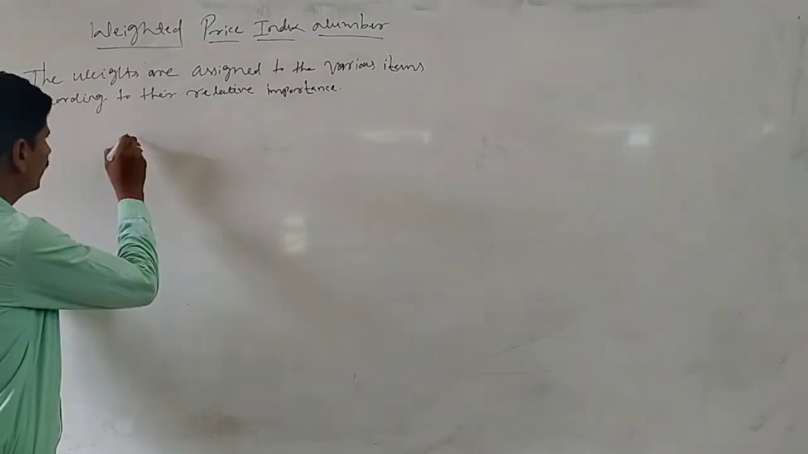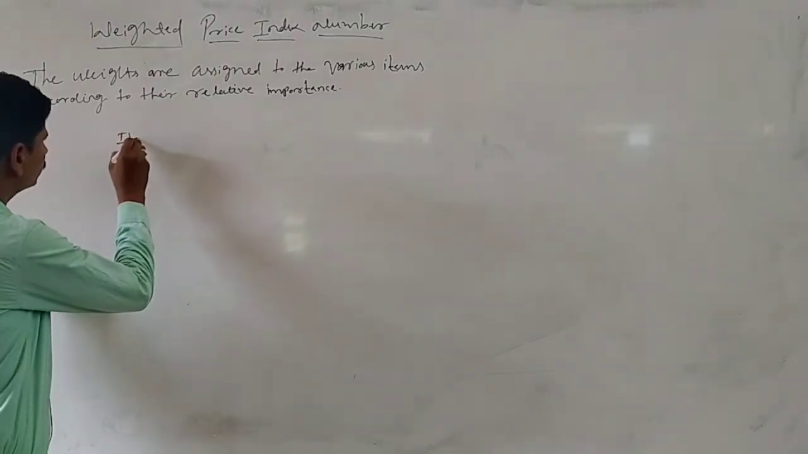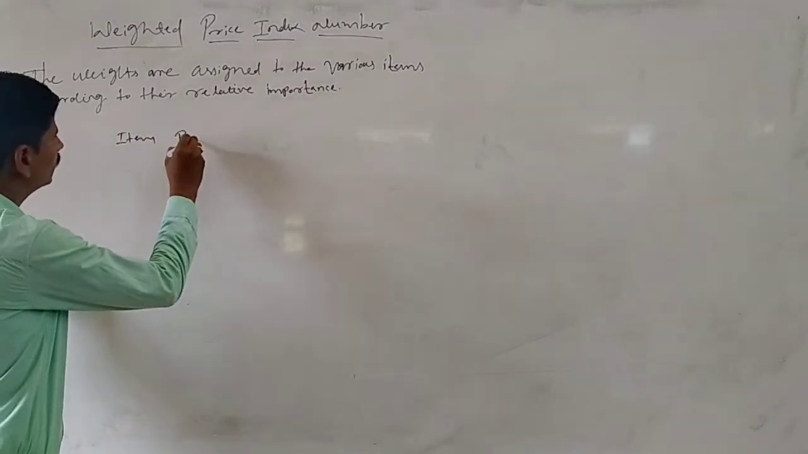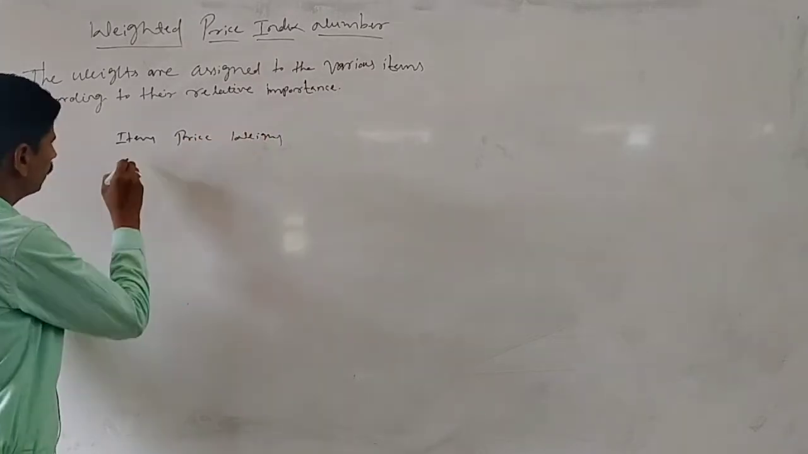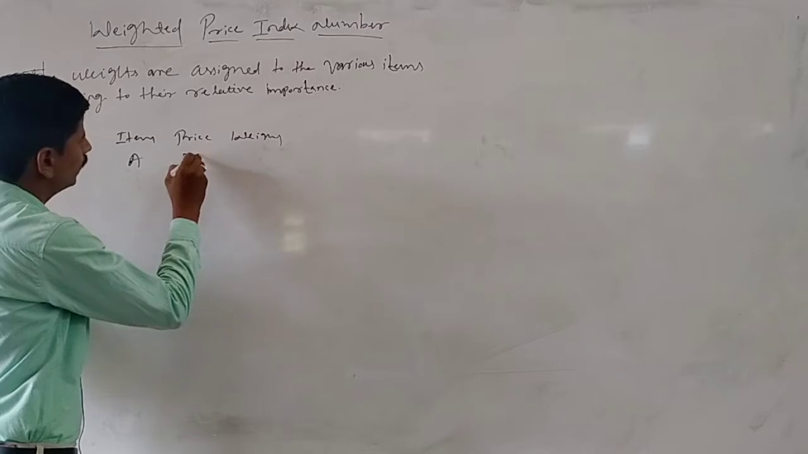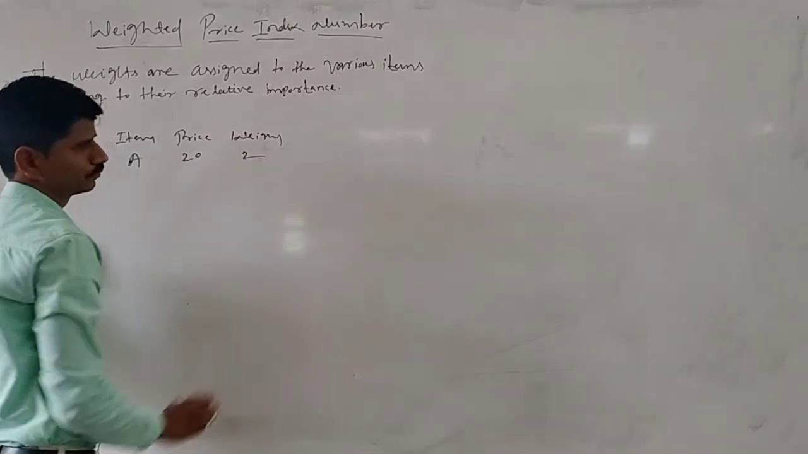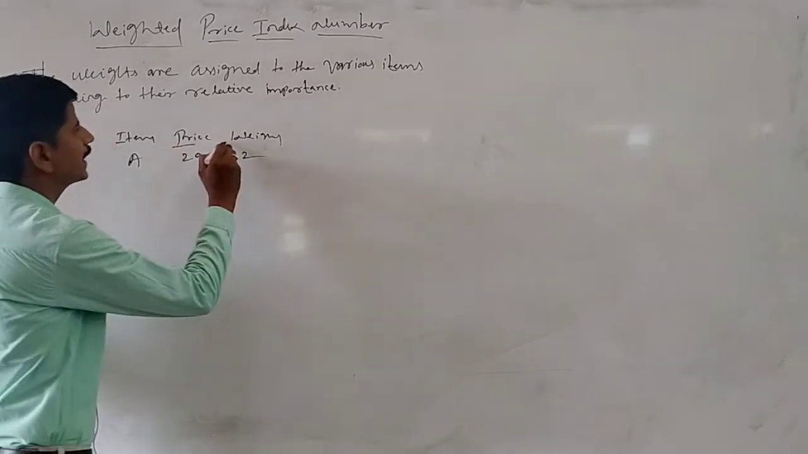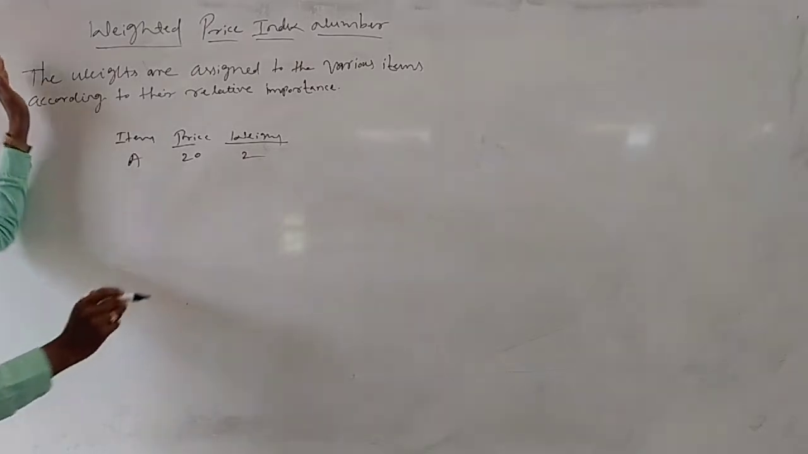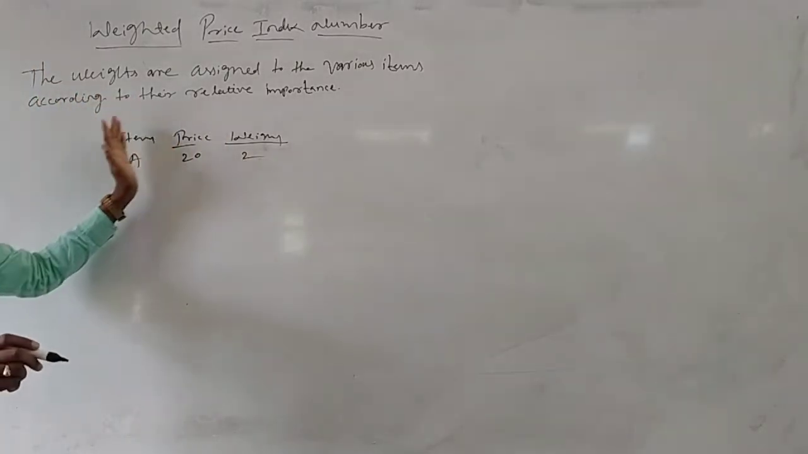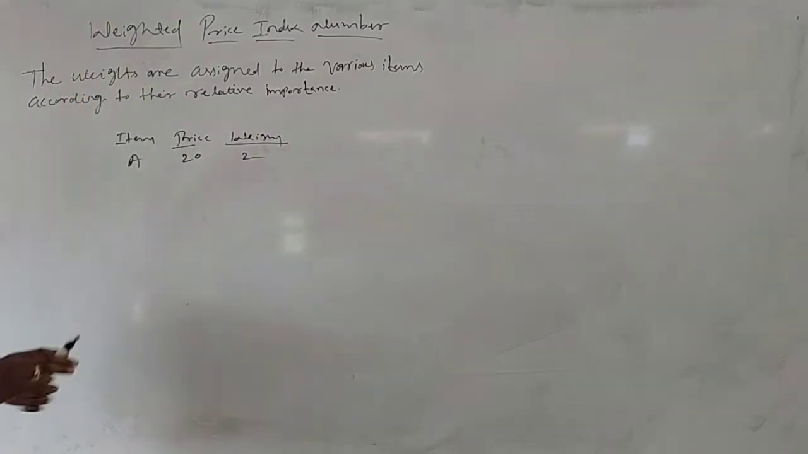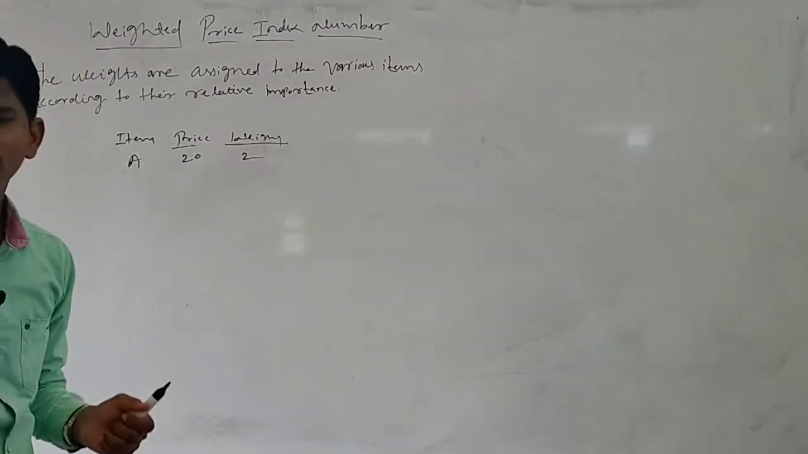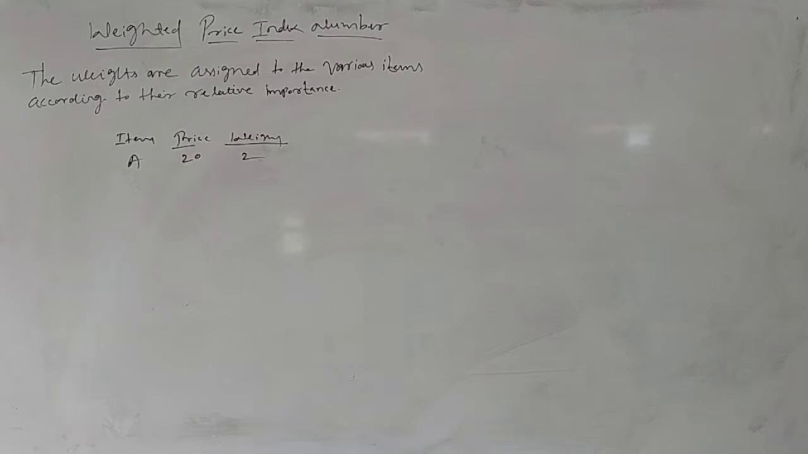Here, see, they are given items, price, and with respect to weights. Suppose item A, price is 20 and weight is 2. Here, the weights are assigned to the various items according to relative importance, and this is called a weighted index number or weighted price index number.